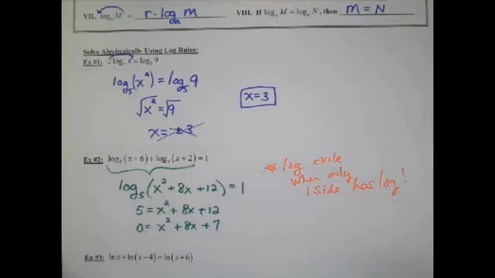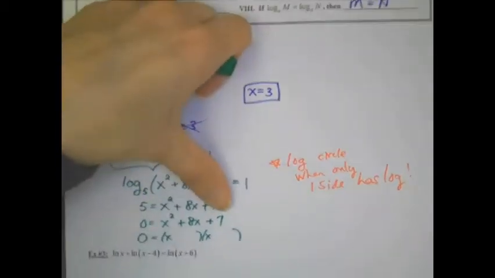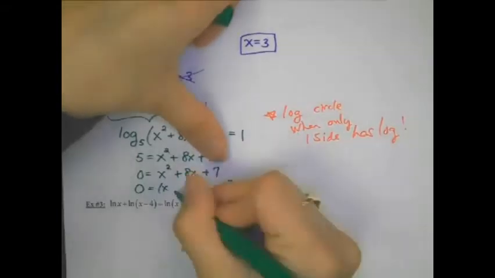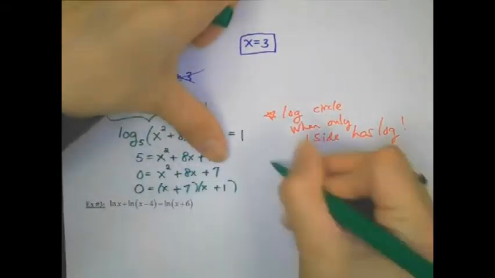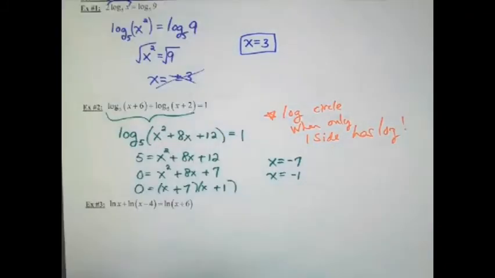And I'm really hoping this one factors. Oh, I think it does factor. X and x make x squared. And how do you make a 7? That's going to be plus 7 plus 1. Okay, so our two answers are negative 7 and negative 1.